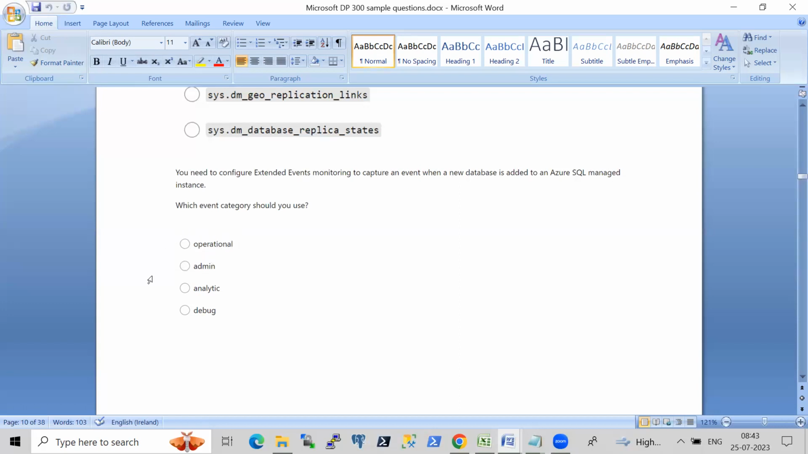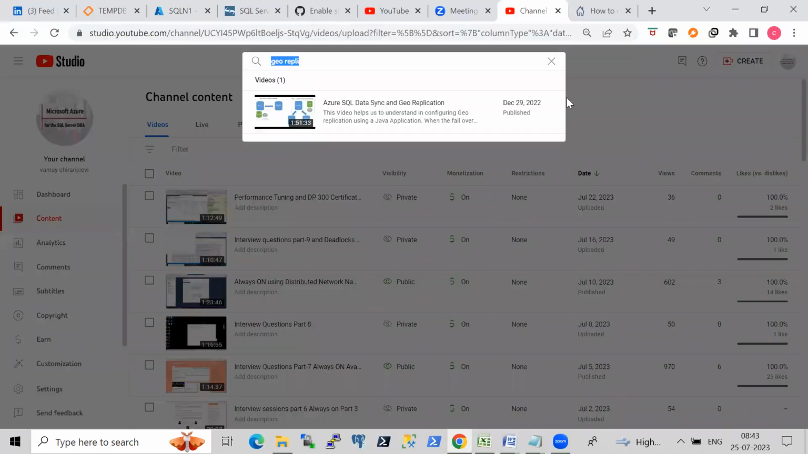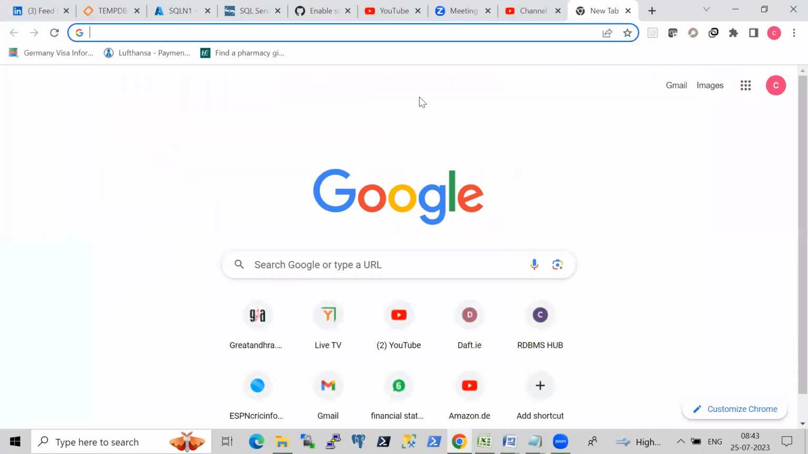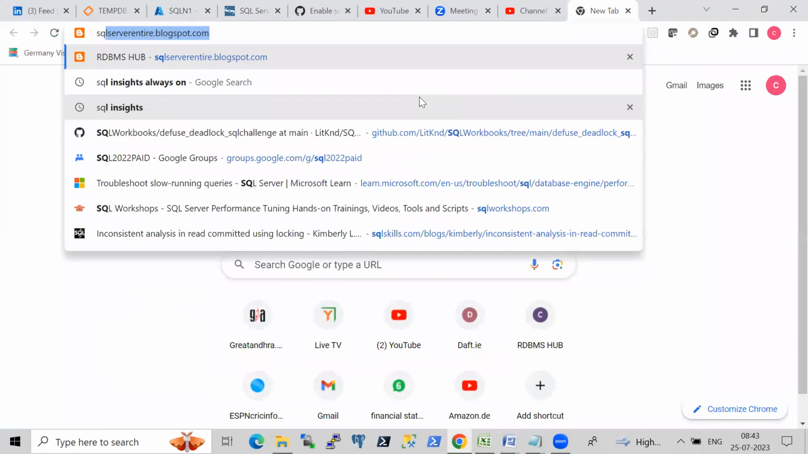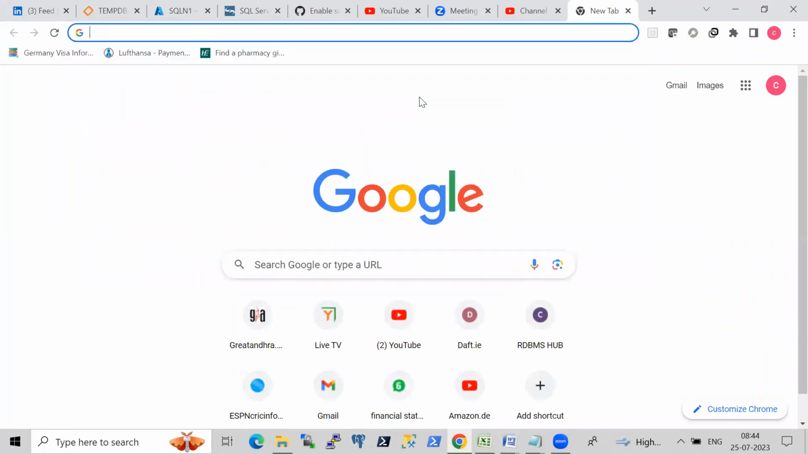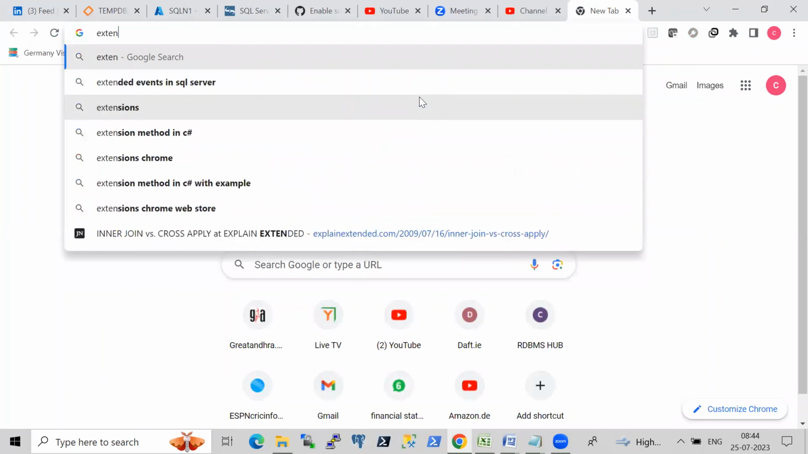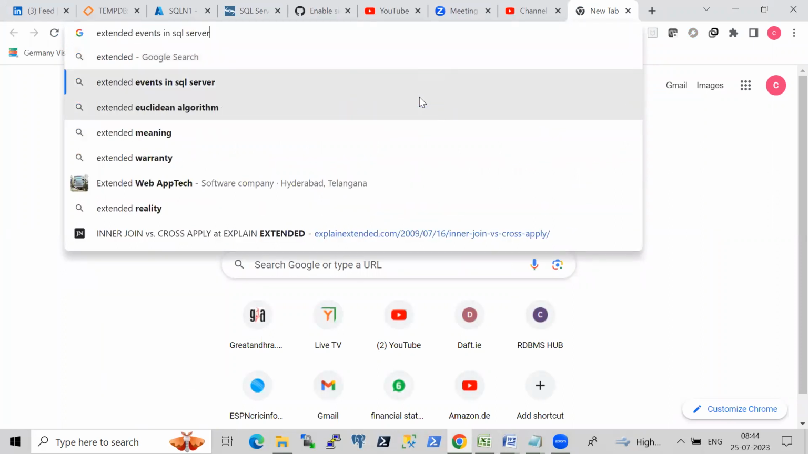If you want to know more about extended events, there is one guy by the name Jonathan Kehayias. Just type Jonathan Kehayias. He's from SQLskills. He's the one who wrote a 31-part series on extended events. If you want, you can read that. I read all those articles, so that's why I'm saying his name.